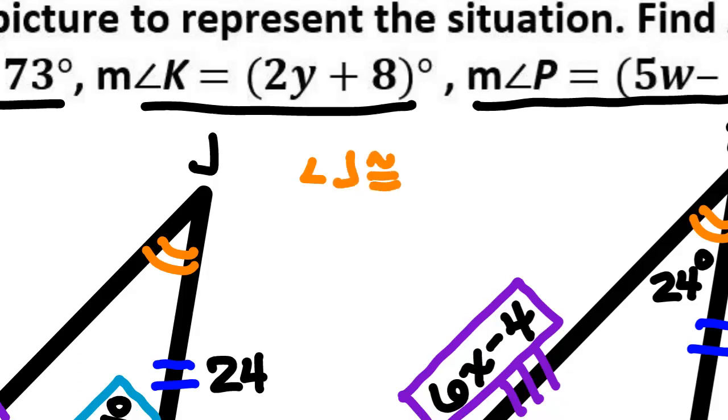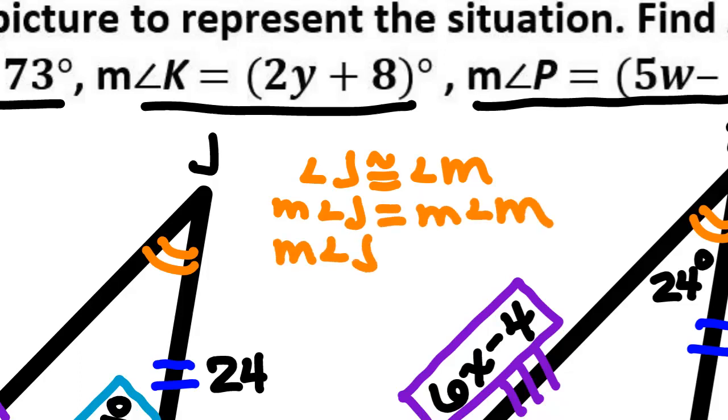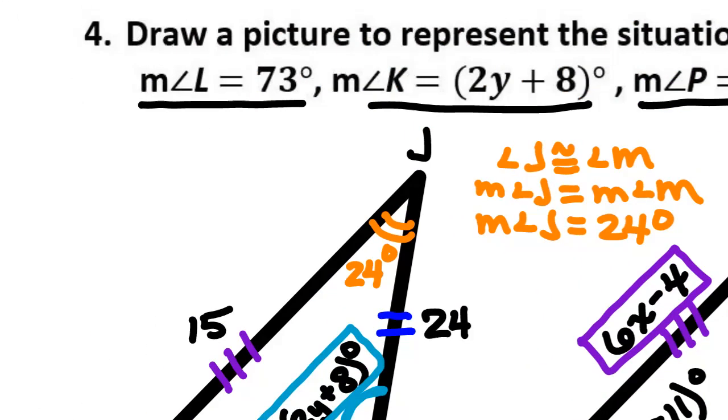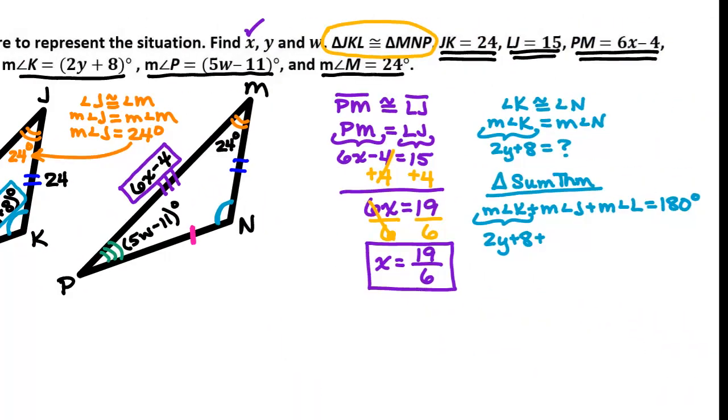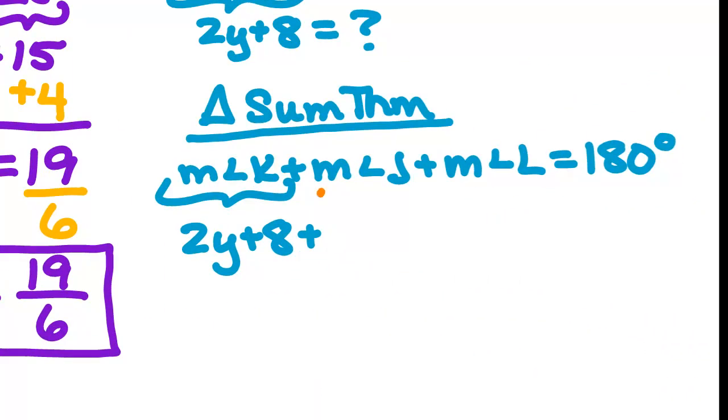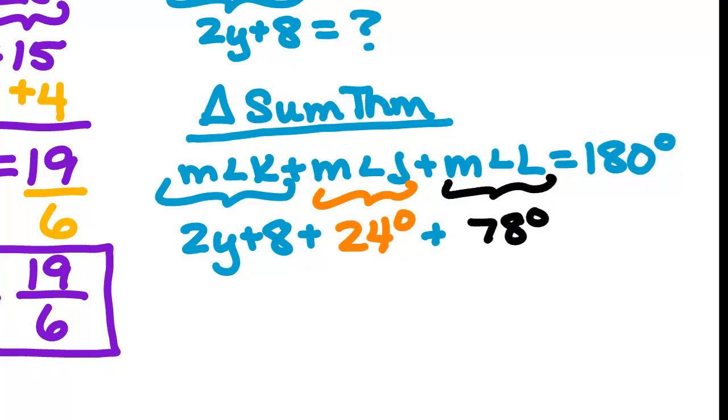Angle J is congruent to angle M. So the measurement of angle J is equal to the measurement of angle M, which means angle J is 24 degrees. So I can take that and add it to my picture and substitute that in my equation, 24 degrees. So 2y plus 8 plus 24 degrees plus, how big is angle L? 78 degrees is equal to 180 degrees.